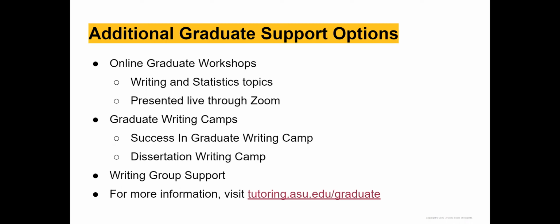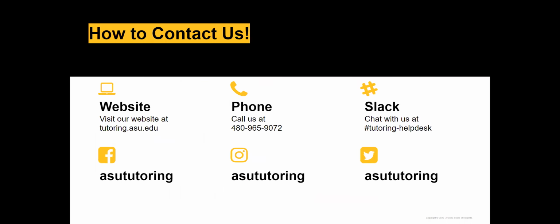All of our information is available at tutoring.asu.edu/graduate. That's the best place to start. You can book a statistics tutoring appointment, writing appointment, or get any info about what we offer through university academic success programs. And then lastly, the ways to contact us, best way is going to be on that website. That's a great starting point. You can also call us if you have any questions or if you need help scheduling an appointment.